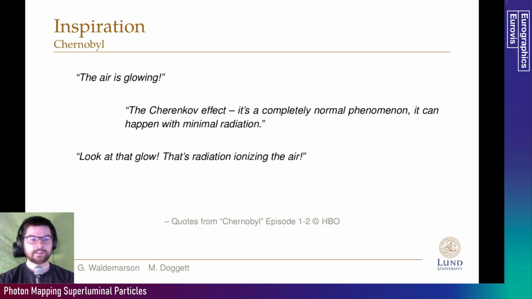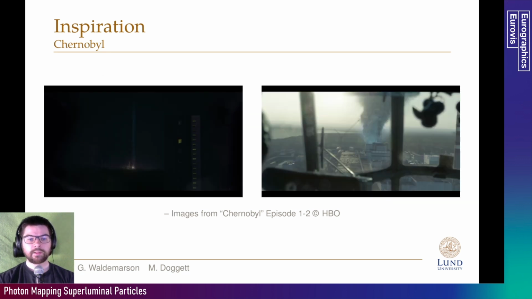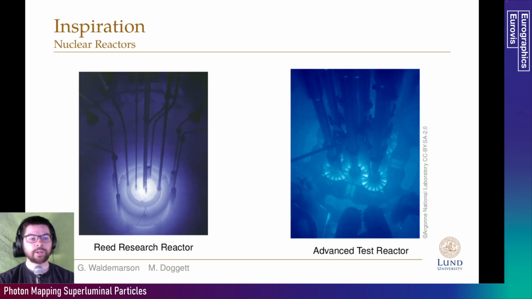While that is technically incorrect, the light shown in the series is actually caused by a phenomenon known as ionized air glow. But the effect is real enough though, and can be readily observed around nuclear reactors submerged in an optically dense medium. Here you can see a few examples of it from the Reed Research Reactor and the Advanced Test Reactor respectively.